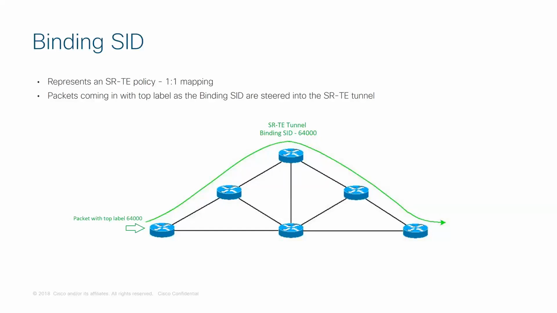A binding SID is dynamically allocated. The moment you configure a TE tunnel, a binding SID is given by default. But you can change it manually. In this case, I've given it manually.